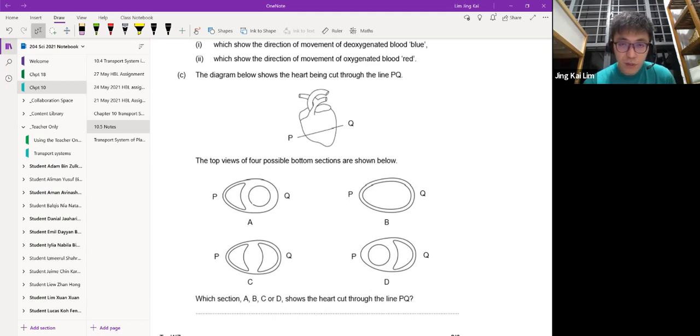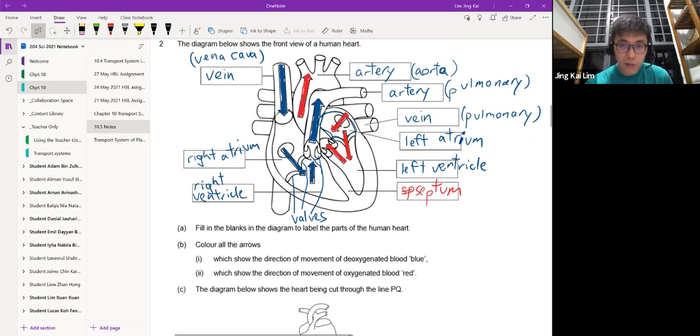So if you were to cut PQ, cut a line PQ for the heart and observe from underneath, how will it look like? Okay, so if you look at this part, basically, you're going to cut the heart that way. So if you look at the heart from underneath, basically the question is asking, if you look at the heart from underneath there, what would you see?